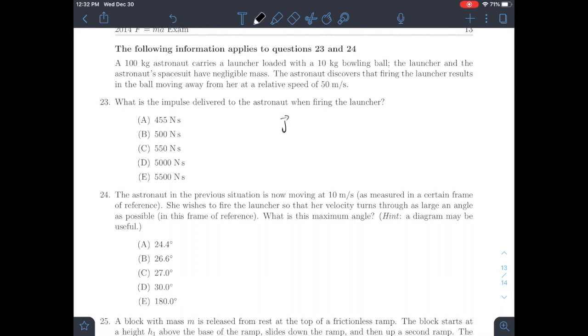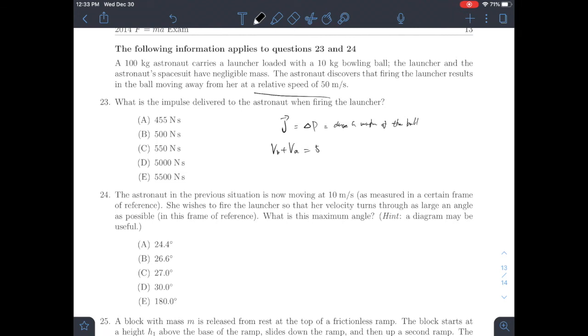A 100-kilogram astronaut carries a launcher loaded with a 10-kilogram bowling ball. The launcher and astronaut's spacesuit have negligible mass. The astronaut discovers that firing the launcher results in the ball moving away from her at a relative speed of 50 meters per second. We know the impulse is equal to the change in momentum. The change in momentum can be that of the astronaut or the ball, both okay. But notice we have the relative speed, not the speed according to the inertial reference frame.